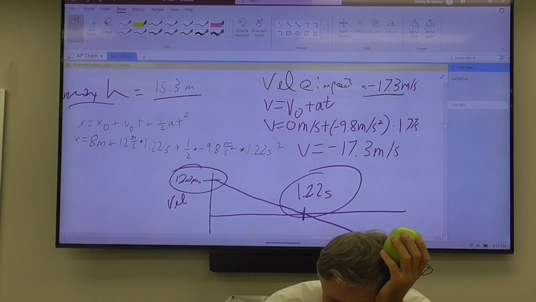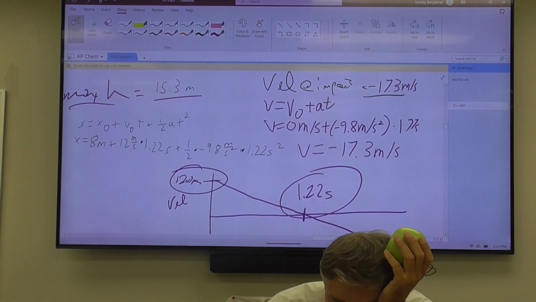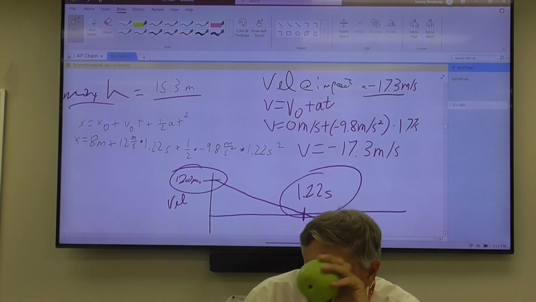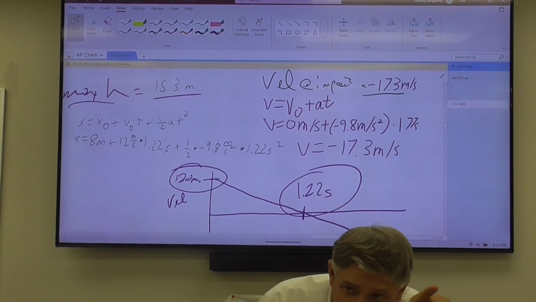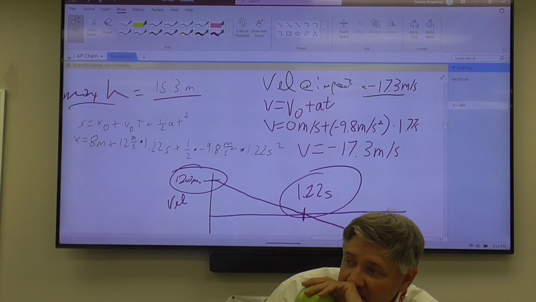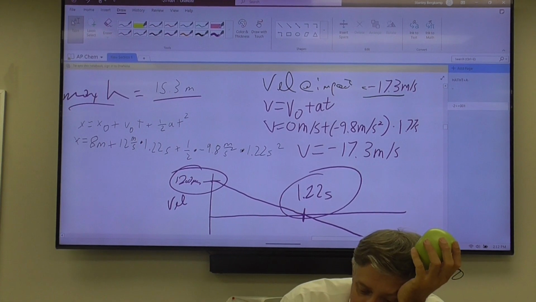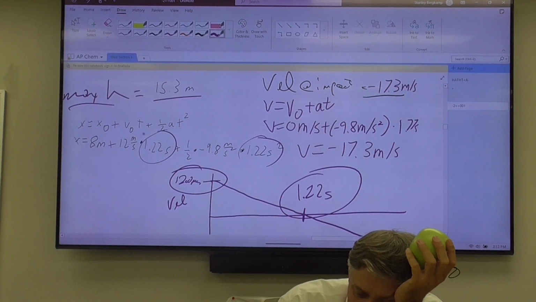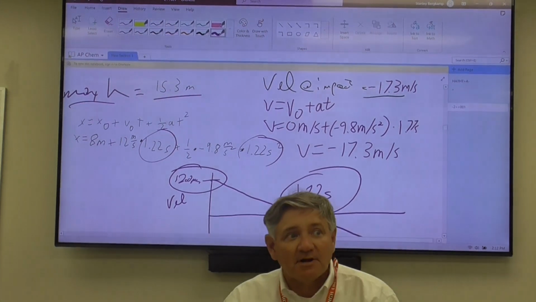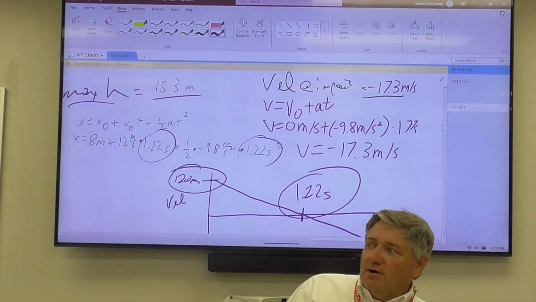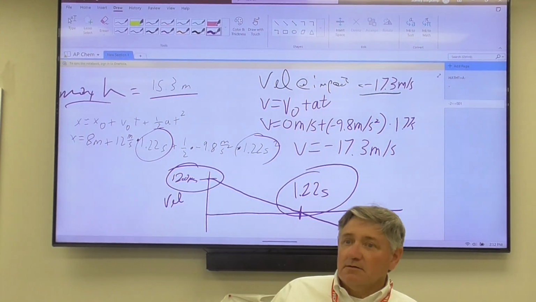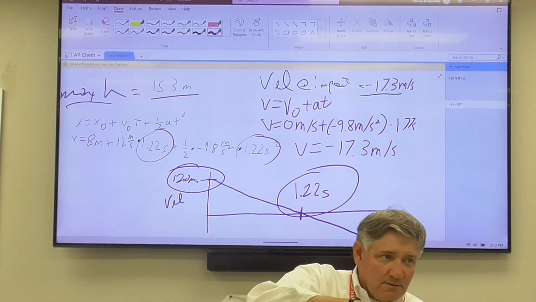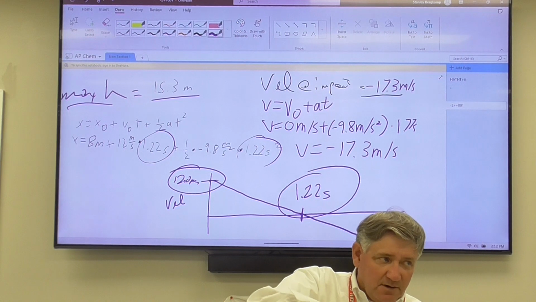Now, Jacob, you did this one, right? The max height? Yeah. Okay. Now, Jacob rolled the dice. How did Jacob roll the dice? He relied on my time. Yes. He used the time up. If that time up had been wrong, which in this case it wasn't, I would have screwed him over. His max height would have been wrong.